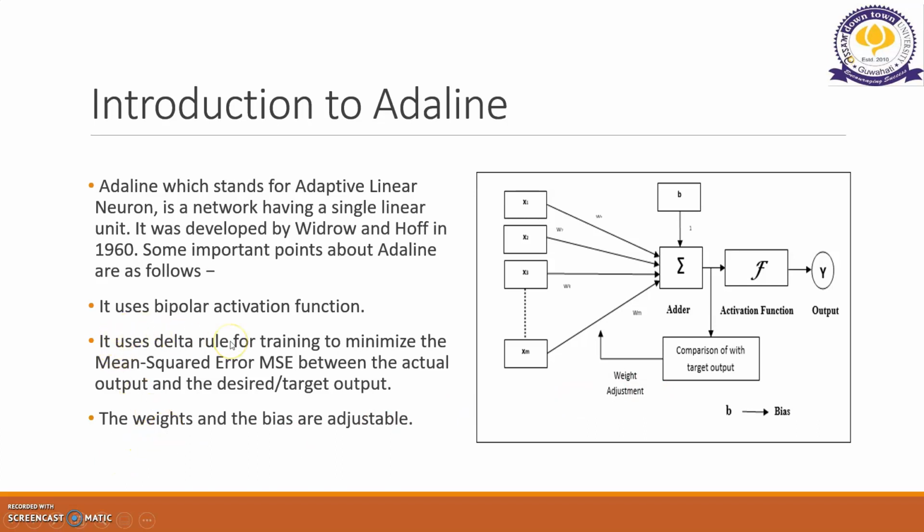It uses a bipolar activation function. As I told you before, bipolar activation functions are those activation functions which range from -1 to 1. Adaline uses the delta rule for training to minimize the mean squared error, or MSE, between the actual output and the target output. Based on this comparison, it adjusts its weights and bias.